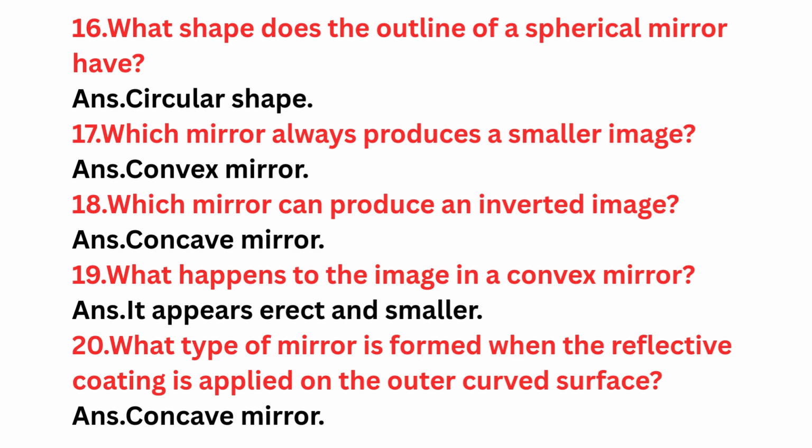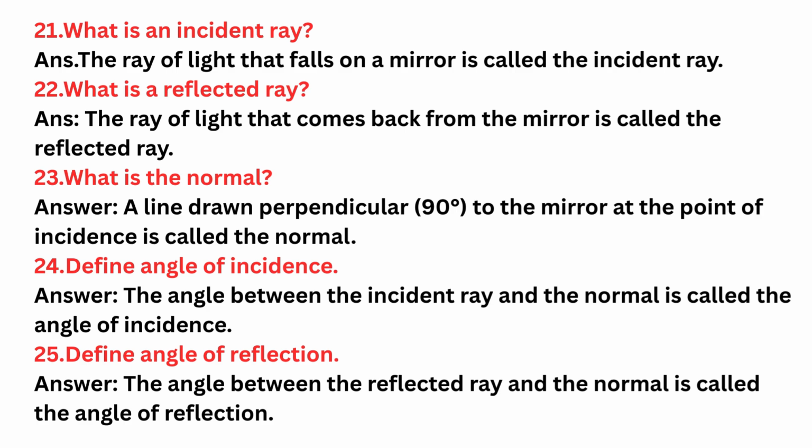Question number 19. What happens to the image in a convex mirror? Answer. It appears erect and smaller. Question number 20. What type of mirror is formed when the reflective coating is applied on the outer surface? Answer. Concave mirror. Question number 21. What is an incident ray? Answer. The ray of light that falls on a mirror is called an incident ray. Question number 22. What is a reflected ray? Answer. The ray of light that comes back from the mirror is called the reflected ray.